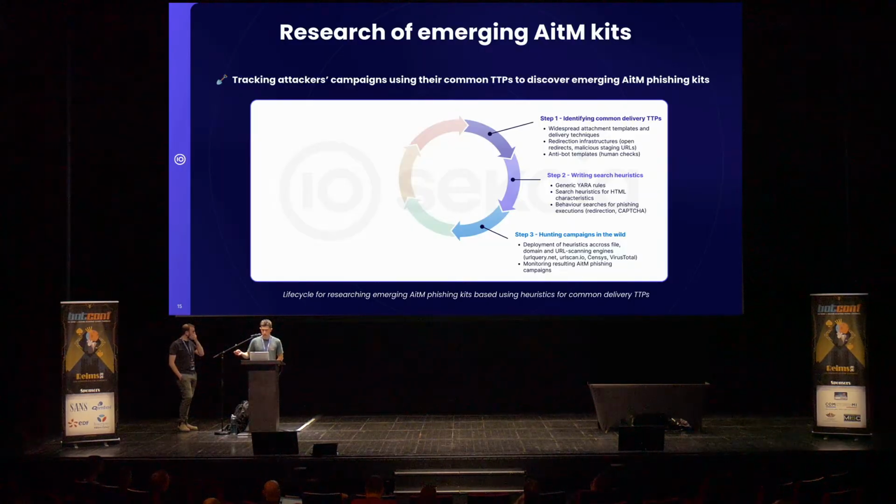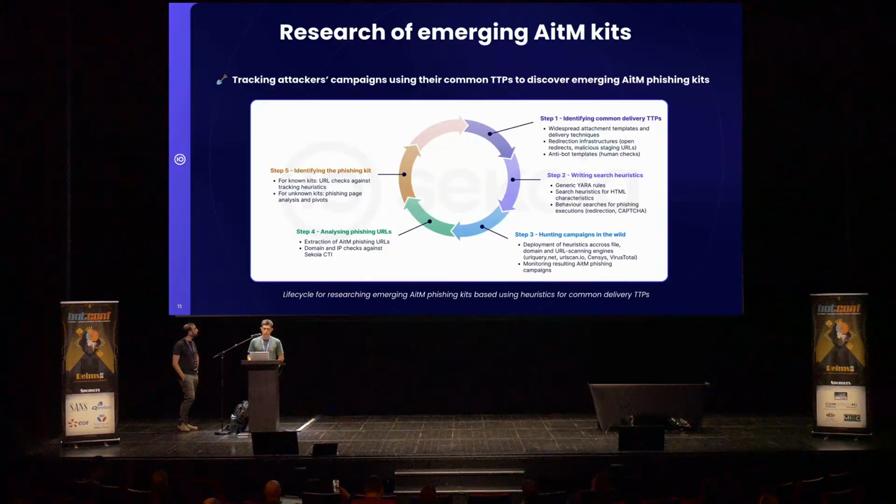We will deploy the search heuristics on URL or file scanning engines. After that, we will analyze each result. The objective is to extract the final phishing URL. In the following step, we will check if we already know the phishing domain using our CTI, or if the phishing page matches one of our signatures. If we know them, it's good.